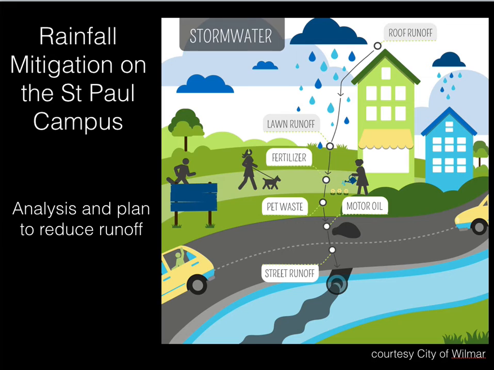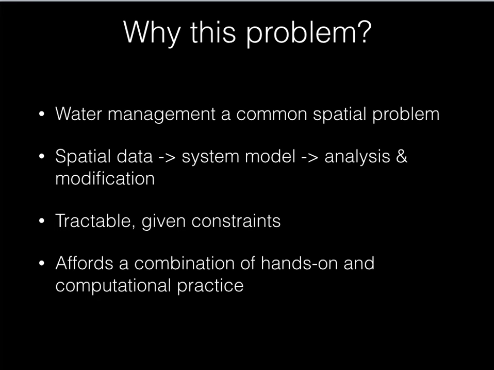So we start by building some data, and then we have a model for how the system operates and calculate some important parameters or factors, and then we modify the data and estimate how much it would cost to mitigate and make modifications to reduce the impacts of stormwater runoff. So it's this spatial data systems model analysis and modification. It's tractable, and you get both hands-on and computational experience.